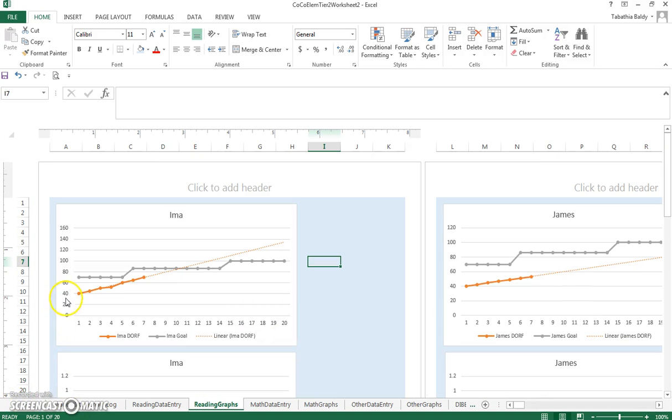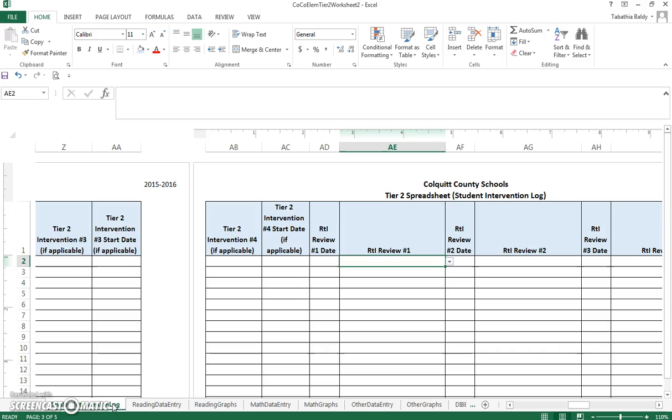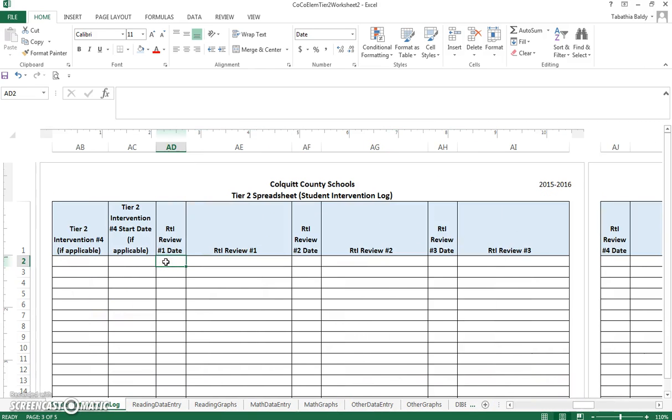Now let's go back to Ima. Since we've determined that she is responding positively to this intervention, we need to record our determination. We're going to go back to our student intervention log, which is kind of our platform for all of our students, and we're going to scroll over until we get to the section where we have our RTI reviews.